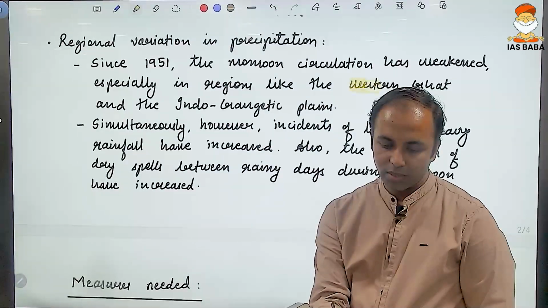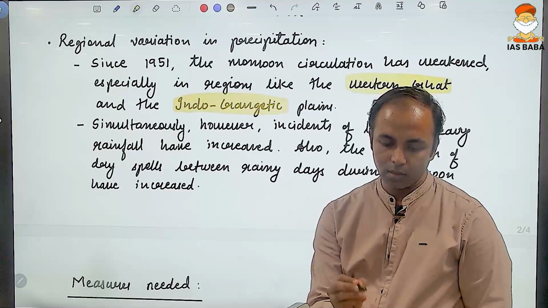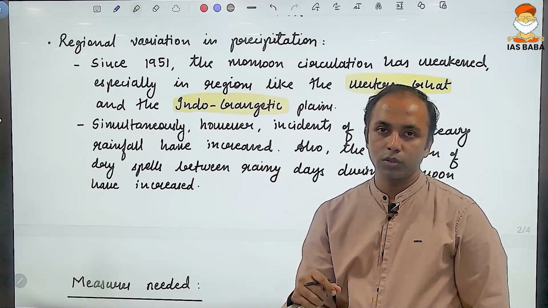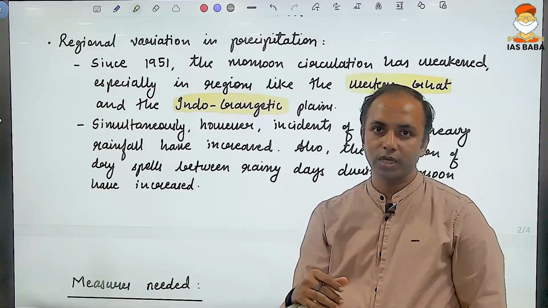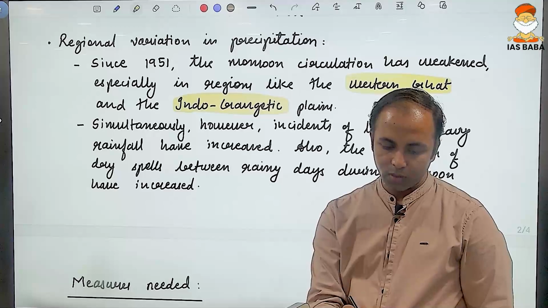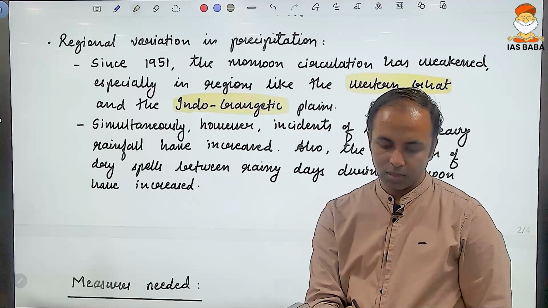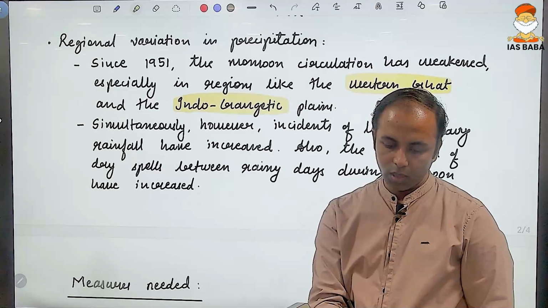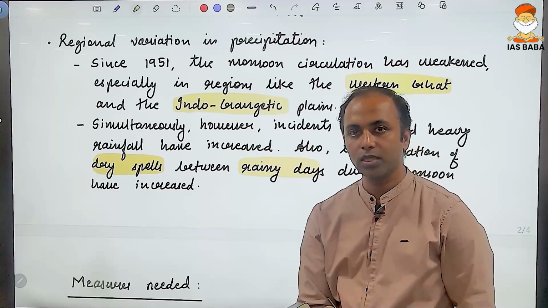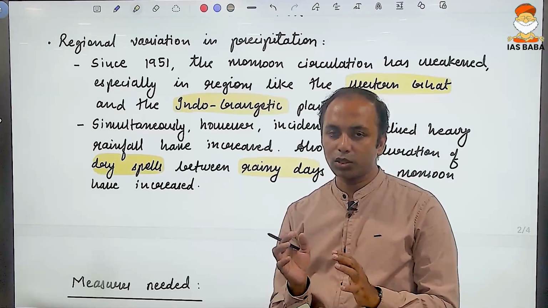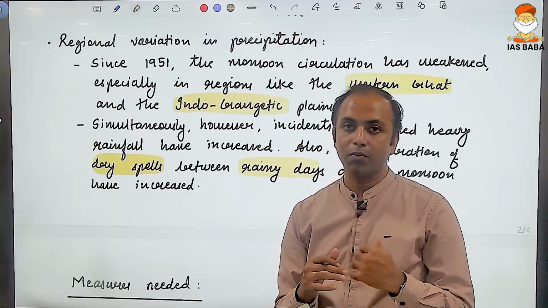Some regions like Western Ghat and the Indo-Gangetic plains, the data shows that these regions used to receive sufficiently high amount of rainfall, but have reduced in the last few decades. Simultaneously, some regions are receiving very heavy rainfall, some very low rainfall. So there is increased precipitation in some regions, and decreased precipitation in some. So variations in terms of region, that is spatial distribution, spatial variation, and temporal.